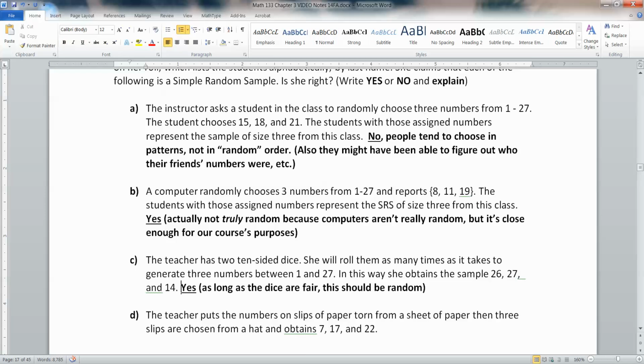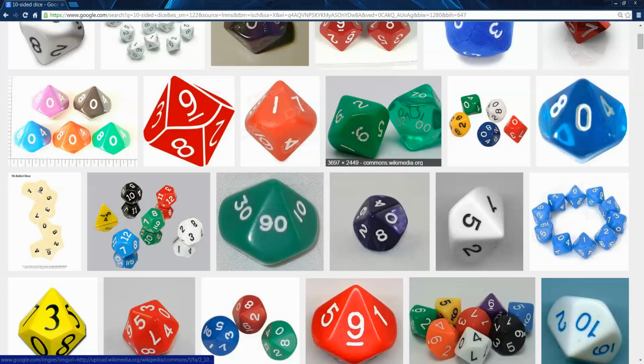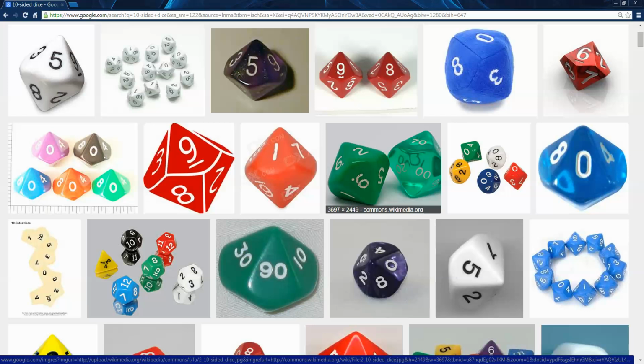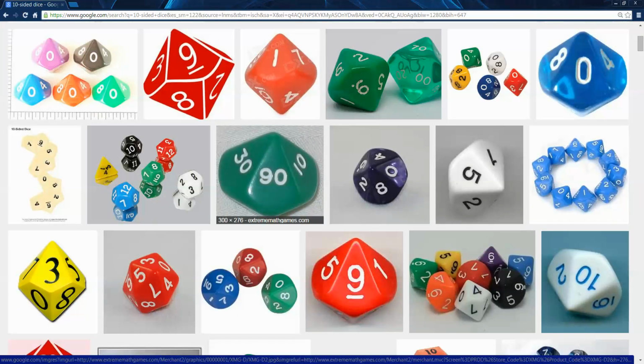What if the teacher has 2 10-sided dice? So let me show you what 10-sided dice look like. So right here, these 2 green ones right here, that's actually the number 72. So these are both 10-sided dice. This one has the 70 up, and this one has the 2 up, and that makes 72. Or you could have this one. This one has the 90 up, and this one has the 4 facing up. That's 94, and so on.